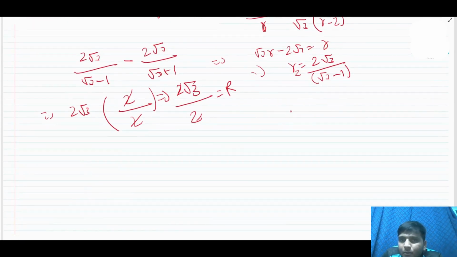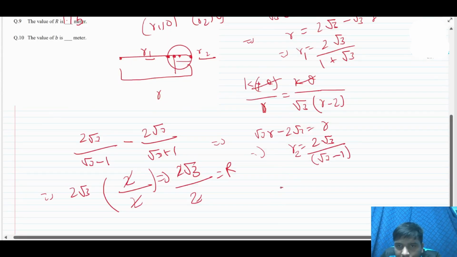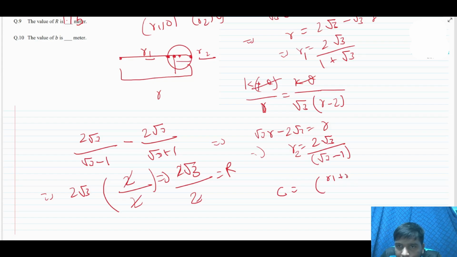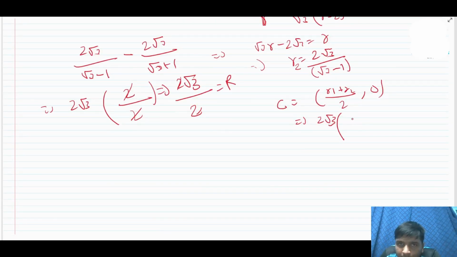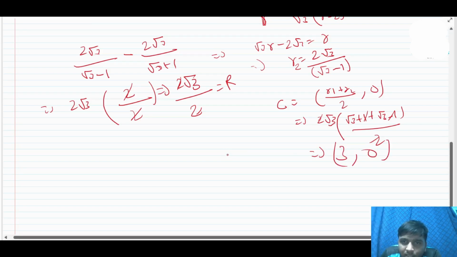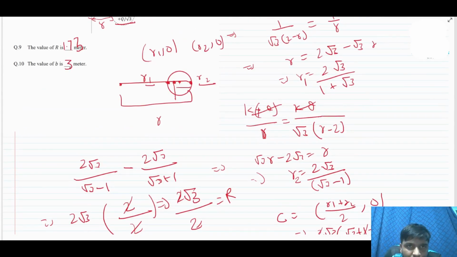Now for b, what we have to do? We have to calculate the midpoint. What is our center? That is C, nothing but (r1 plus r2) by 2, comma 0. So if we calculate it, 2 root 3, again taking common, 1 by 2 times 1 by root 3 minus 1 plus 1 by root 3 plus 1. The 1 minus 1 cancel, 2 cancel, root 3 times root 3 is nothing but 3. So we are getting 3, 0. So what is the center? It is b, 0, and b is equal to 3 here. So you can write b is 3.